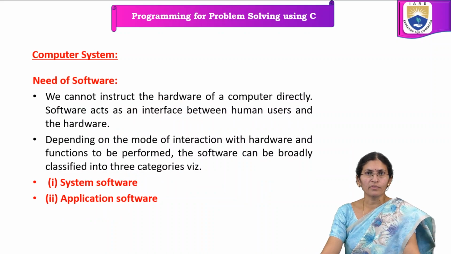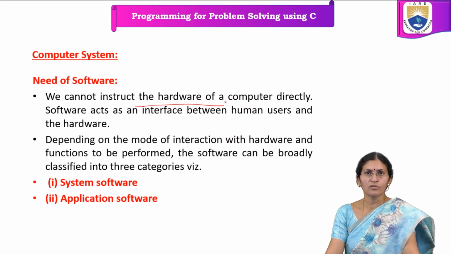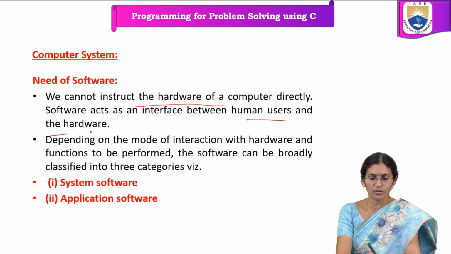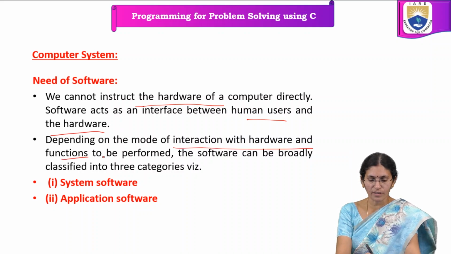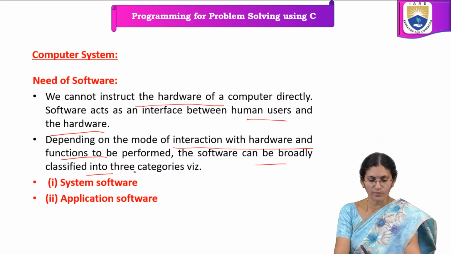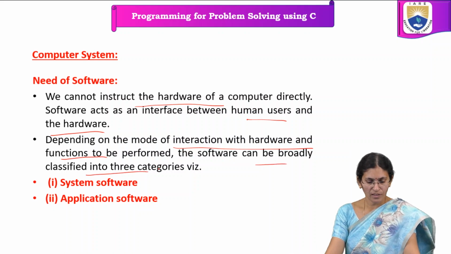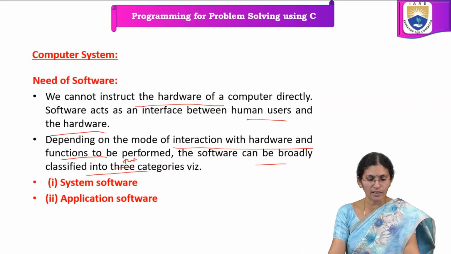Next, the need for software. Why do we require software? We cannot instruct the hardware of a computer directly. We cannot interact with the hardware directly. For that purpose, software acts as an interface between the human users and the hardware. Depending upon the mode of interaction with the hardware and the functions to be performed, software can be broadly classified into two categories.